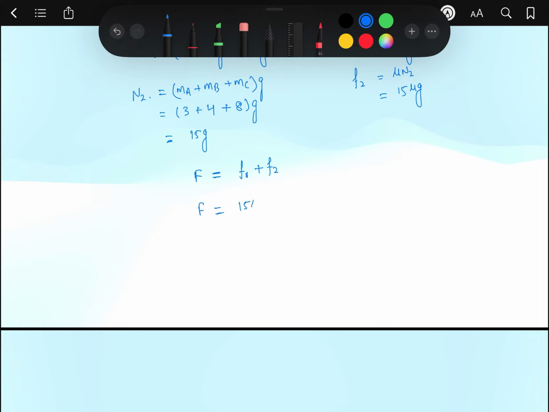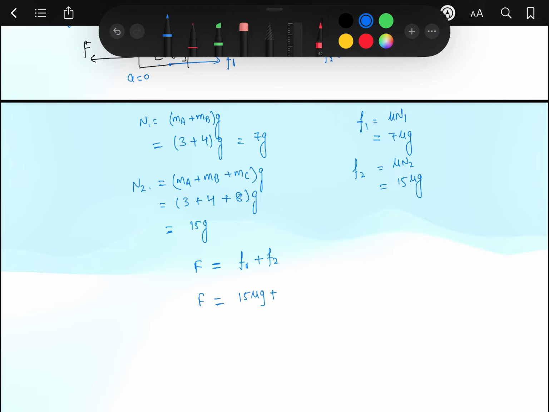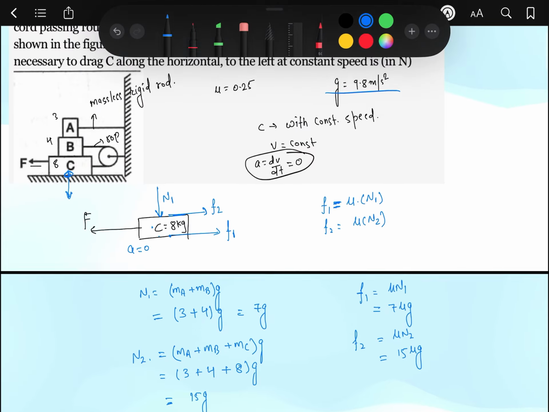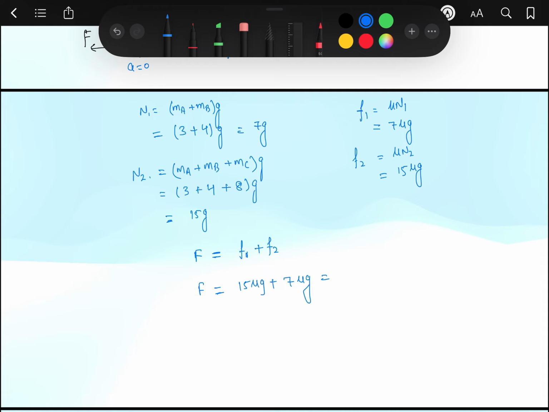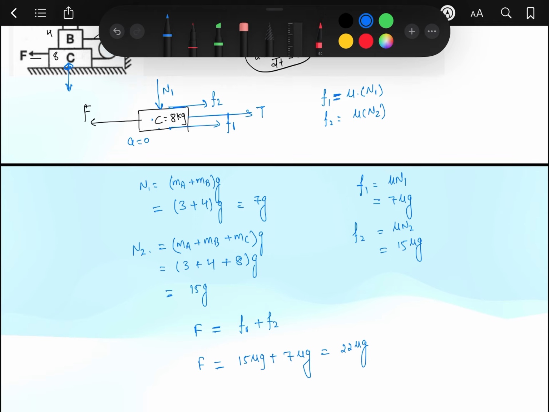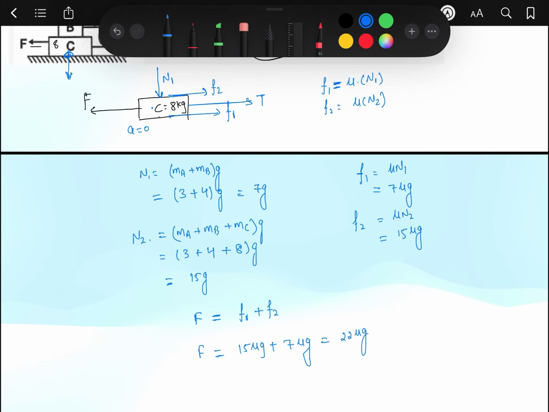15 mu G plus that 7 mu G, right? So this will be equal to 15 plus 7, 22 mu G, okay. And one more force is acting in that leftward direction on this block C, that is the tension force due to this string, okay. So this tension force we can add in this equation of motion, that will be equal to plus T.